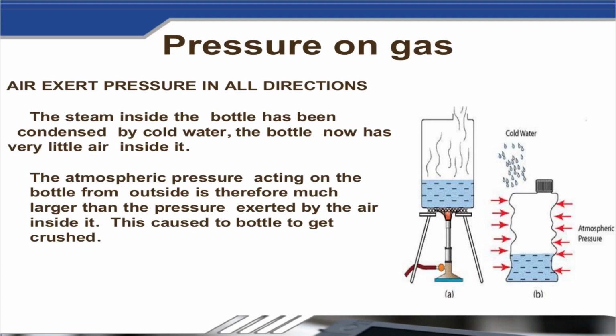Now we see the pressure on gas. Air exerts pressure in all directions. The steam inside the bottle is also condensed by cold water. The bottle now has very little air inside it. The atmospheric pressure acting on the bottle from outside is therefore much larger than the pressure exerted by the air inside it. This caused the bottle to get crushed.